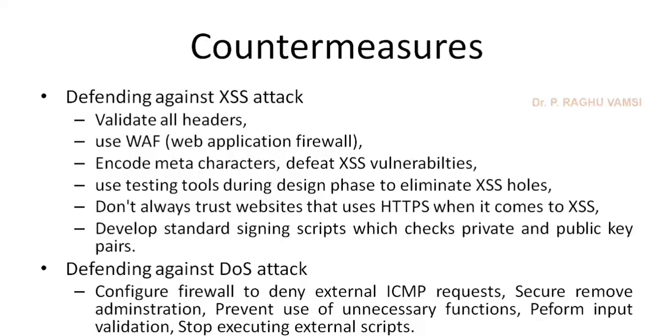Next one is use the web application firewall. Usually, this web application firewall is especially used to block the execution of malicious scripts. This kind of thing can be stopped at the firewall level. The normal firewall is the one you install with the operating system, but the web application firewall is especially aimed at safeguarding the web application. Next one is encode metadata characters in the input. Next, use the testing tools.